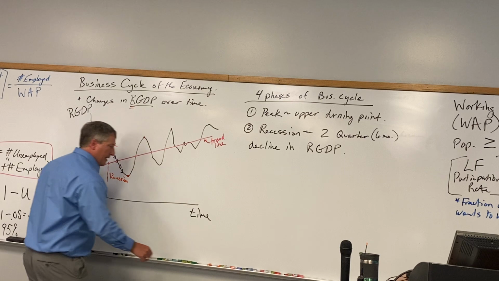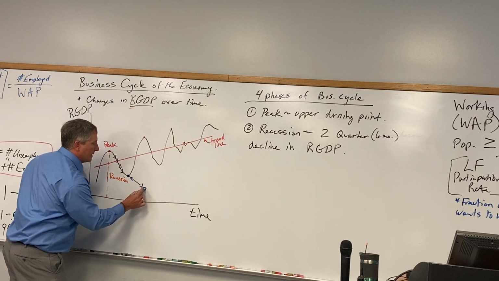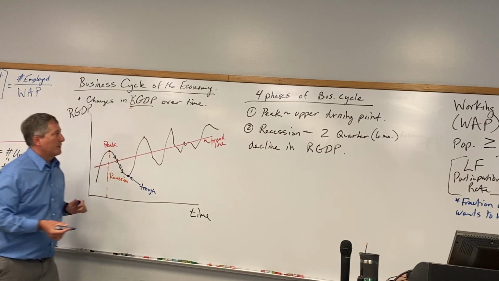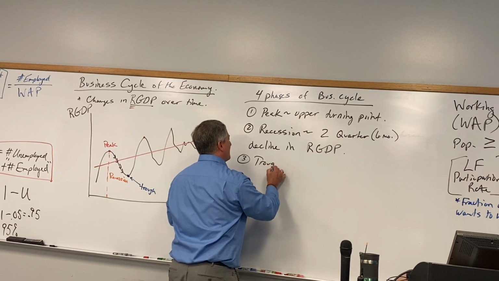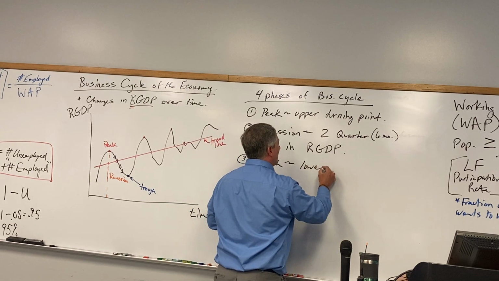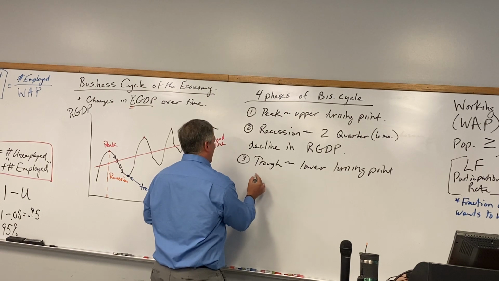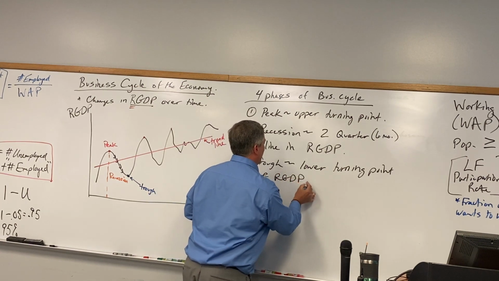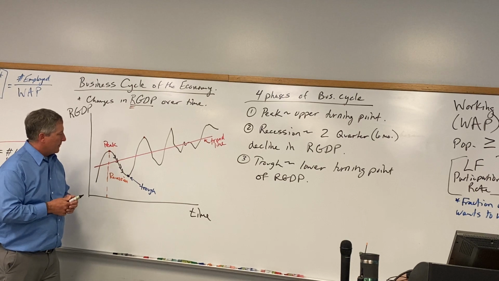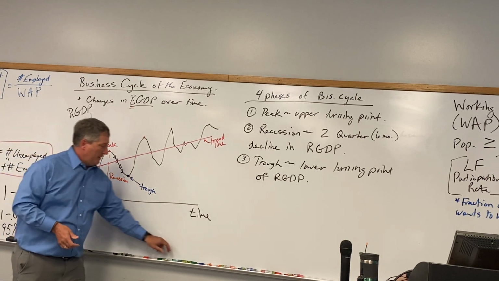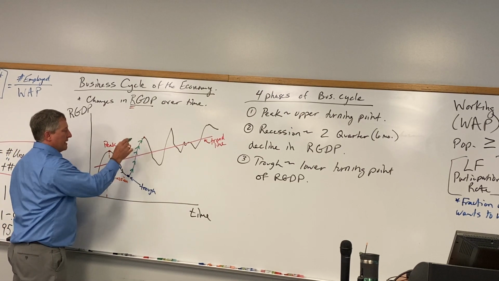All right, so now we've got our trough. The lower turning point is the trough. You kind of think of a feeding trough for animals at the bottom part. So the trough is the lower turning point of real GDP. We've gone down for 2 quarters, and now the economy has rebounded. And then finally, the economy's been growing all the way up to the next peak.